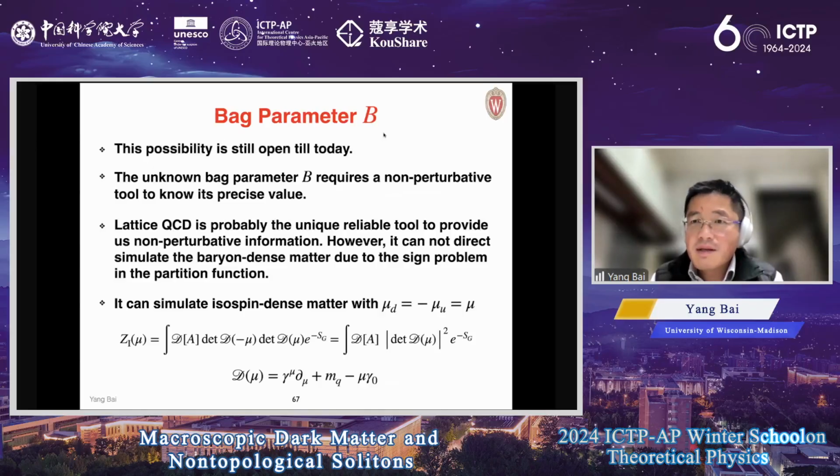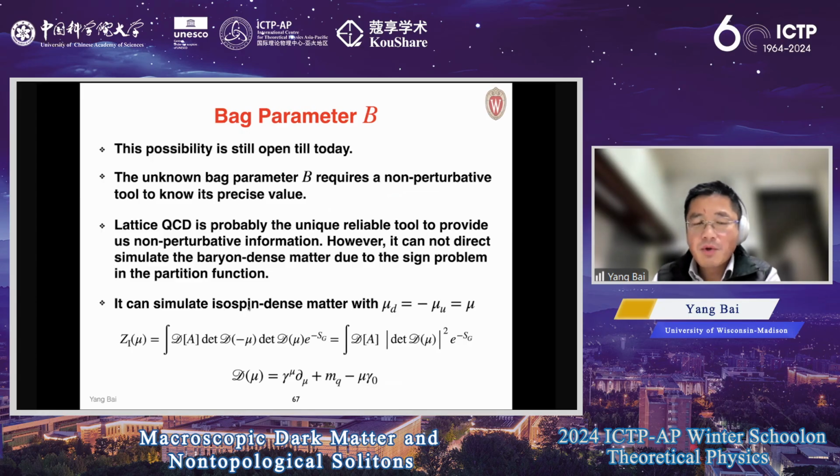The bag parameter is non-perturbative because it is, in some sense, the QCD vacuum energy. To get that information, we need a non-perturbative tool. As probably everyone knows, lattice QCD is a rather unique non-perturbative tool to provide information about QCD. However, lattice QCD cannot directly simulate baryon dense matter because there is a sign problem, and you cannot use that to define well-defined statistics.